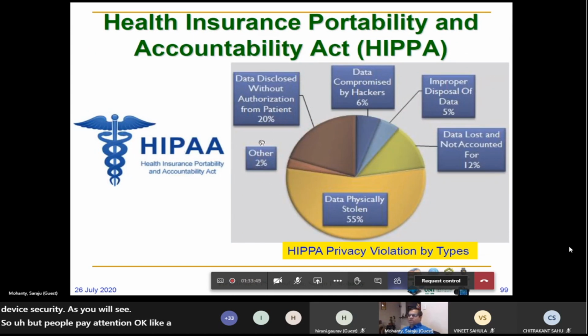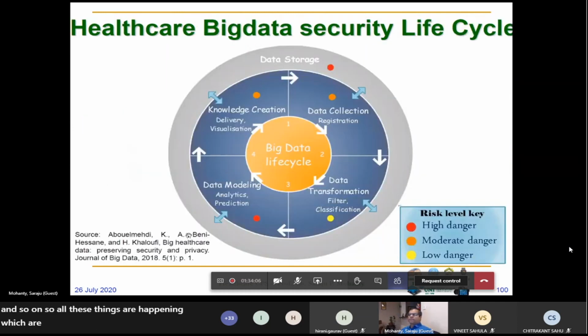But people pay attention. In terms of privacy, what a US agency predicts is that data is stolen 55% of the time, and data is compromised by hackers and so on. So all these things are happening, which are privacy issues. And in the healthcare sector, depending on the data life cycle, that means data starts from a user and then goes to the doctor, then the hospital, then a cloud, and goes to different stakeholders. As a result, the level at which the data can be compromised varies from one place to another.